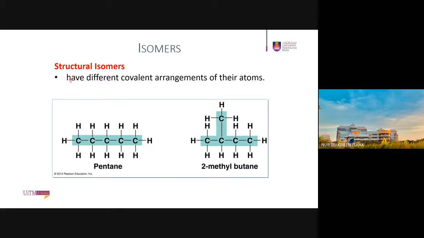So what is a structural isomer? They have different covalent arrangement of the atoms. As you can see here, these two molecules, pentene and 2-methylbutane, have the same molecular formula, but the arrangement of the atoms within the molecule is different. In pentene, the carbons are in a straight line. For 2-methylbutane, the arrangement of the atoms is like this: at carbon number 2, it has the methyl group here. Because the arrangement is different, it gives you different properties for these two molecules.